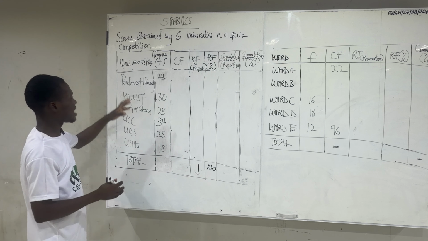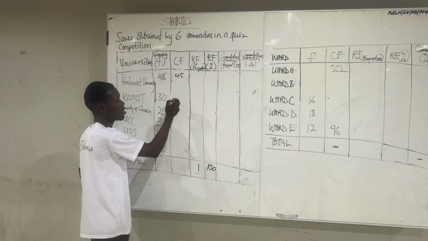Now, in solving the cumulative frequency, the principle is that your first frequency is your first cumulative frequency. So in this case, we will have 45 over here. Now, with your next cumulative frequency, you have to add this 45, the first cumulative frequency, plus the second frequency over here. So this one is going to give us 45 plus 30, which is going to give us 75.